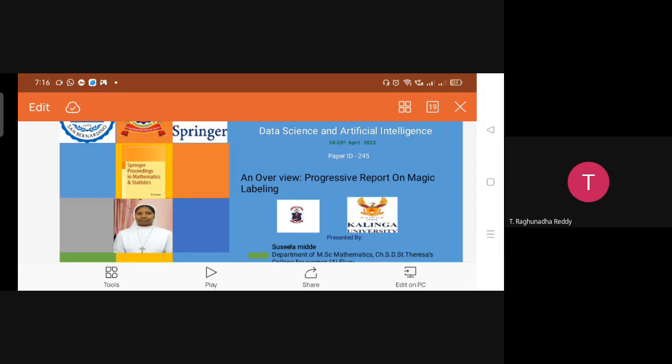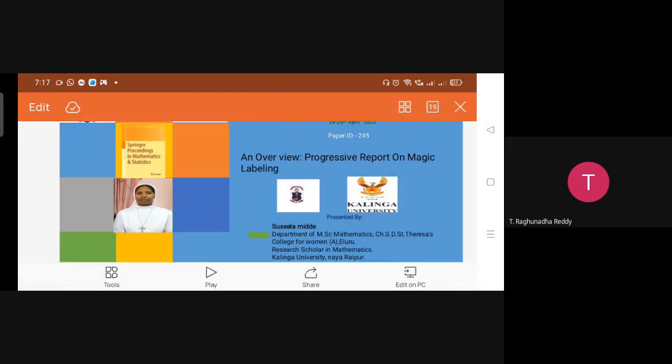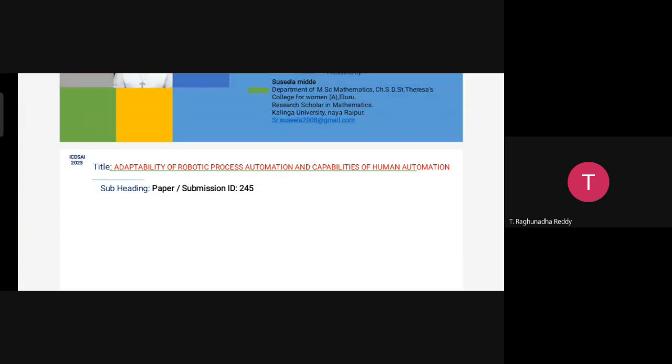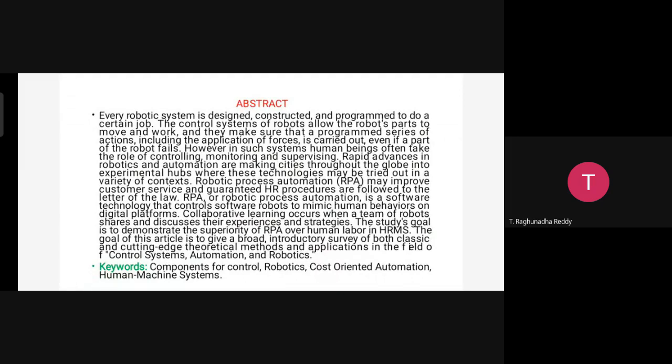Good evening to all. I'm Sushila Midde, presently doing my research at Kalinga University under the guidance of Dr. G.V.V. Jagannatha Rao. My topic for today's session is adaptability of robotic process automation and compatibilities of human automation. My research topic is application of mathematics in modeling and utilization of robotics in times of pandemic like COVID-19. As part of this, I have prepared this paper, sir, and I'm presenting it now.